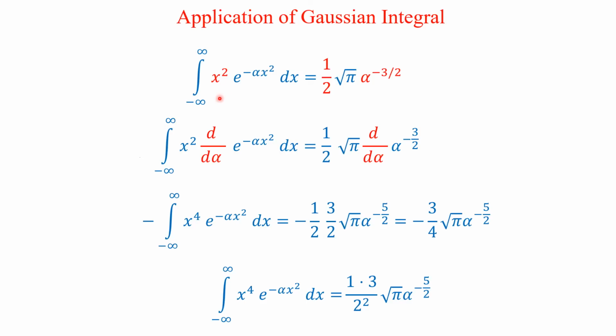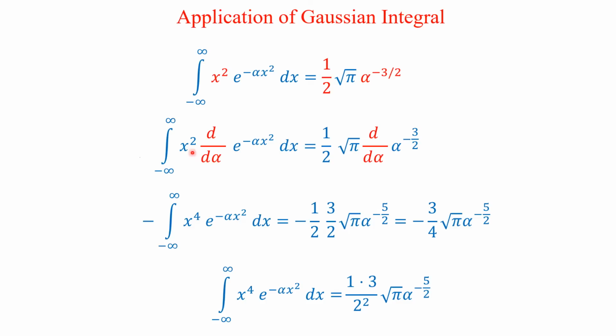You may ask what will happen if instead of x squared we have x. Naturally that integral will vanish because it's an odd integral. Similarly x cubed, x to the fifth. So this integral exists only for even powers of x.